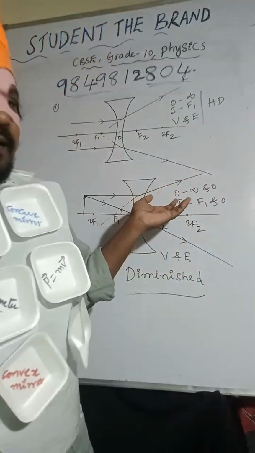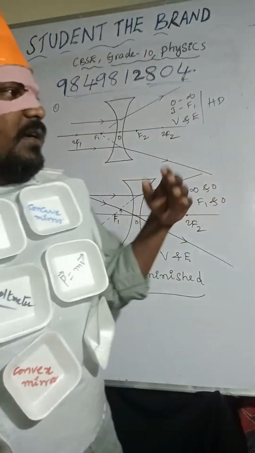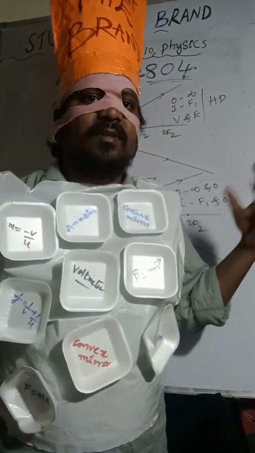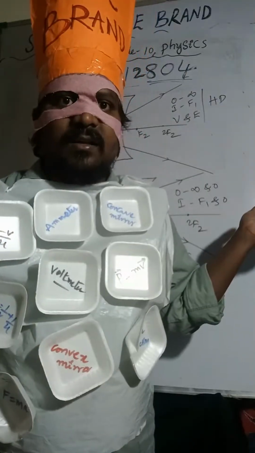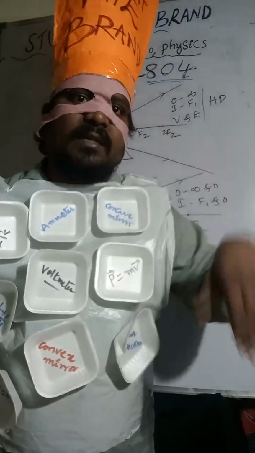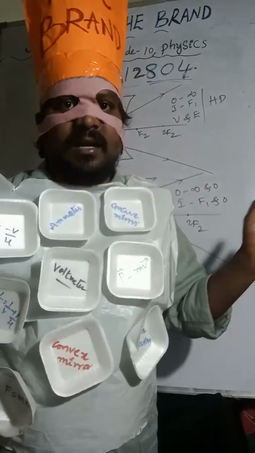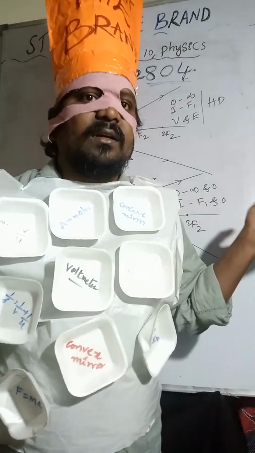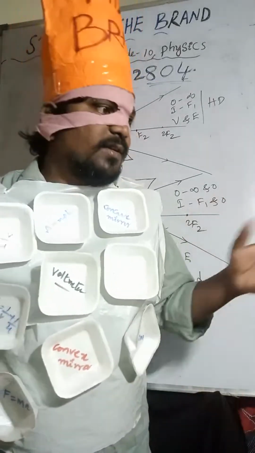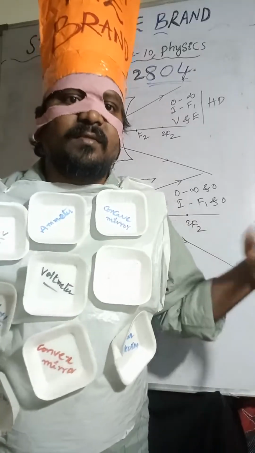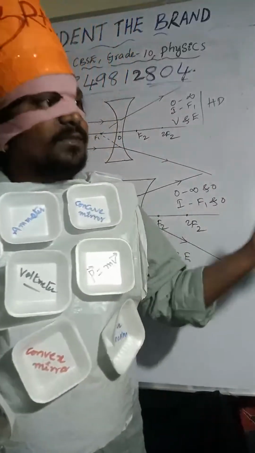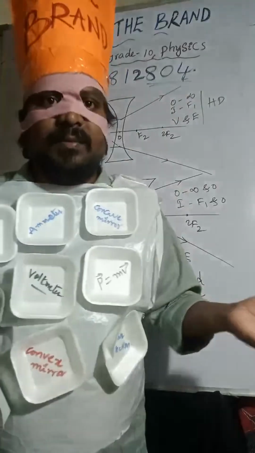Virtual, erect and diminished. So if you are taking the mirrors, it will be reverse. There concave mirror, next convex mirror, like that. Okay na? So opposite will be there. So in mirrors, what properties will be followed for concave and convex? It will be the reverse of lenses.